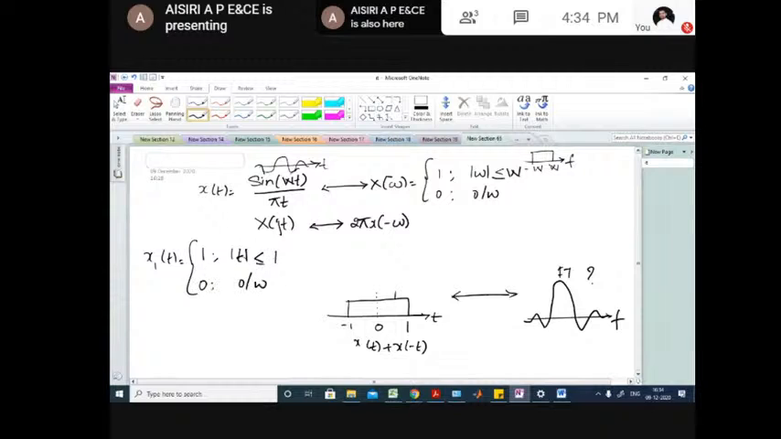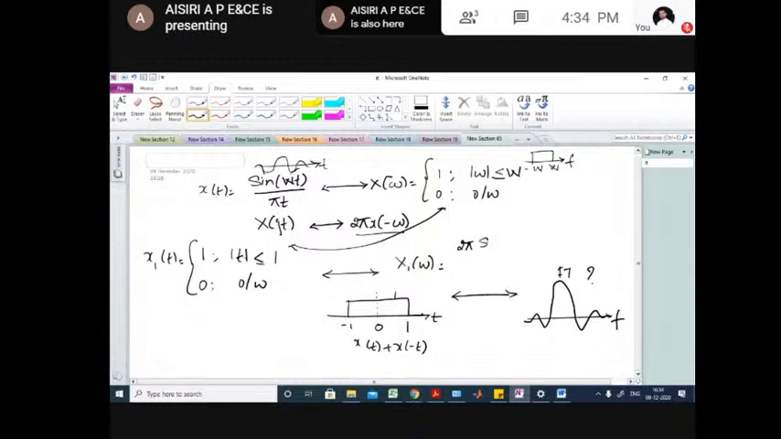Now you can see that there is some similarity between this definition and this, right? So similarly, I can obtain this using the properties. I can write x1 of omega equals, using this, 2 pi into x of minus omega, right? So I can write this as 2 pi into, so here whatever is there in time domain, what it means is that multiply this with 2 pi, and wherever t is there, replace it with minus omega. So sine of minus omega by minus omega will be sine of omega by omega. So I'm neglecting the negative sign here.